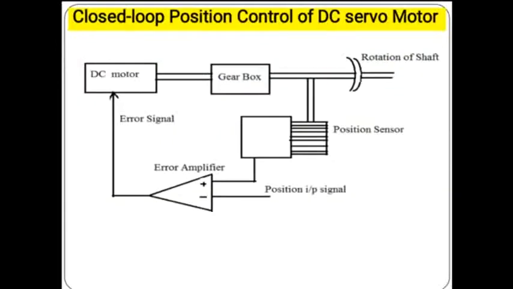Now we are discussing the closed loop position control of the DC servo motor. In this block diagram you can see the DC motor, which is coupled with the gearbox, and the shaft of this gearbox is connected to the object here, and this is the feedback system, and this is the error amplifier, and again it is given to the DC motor.